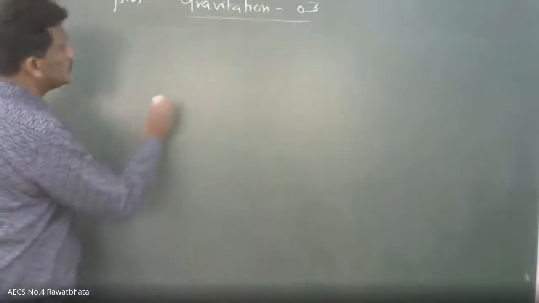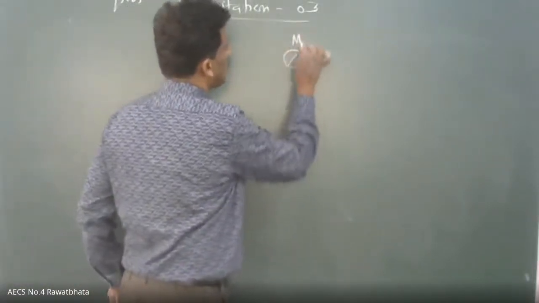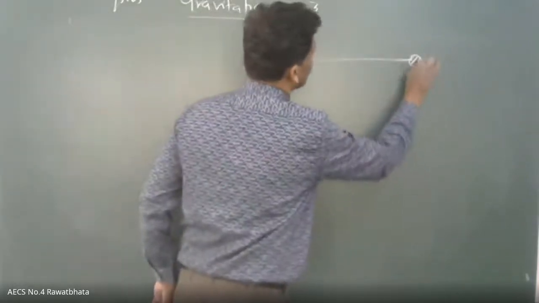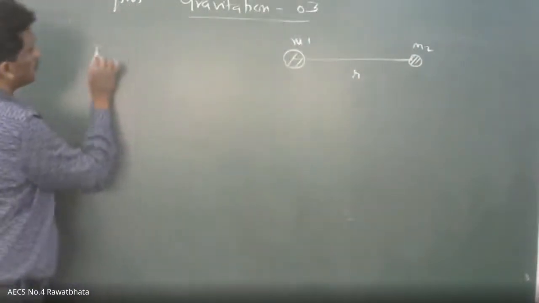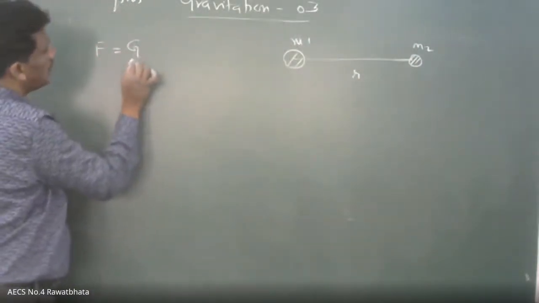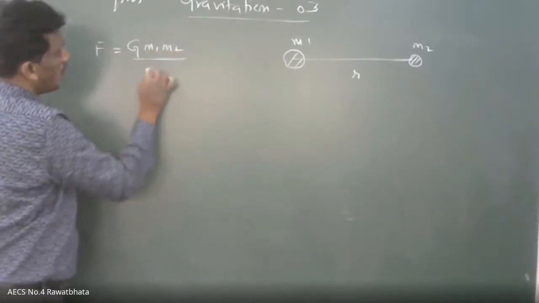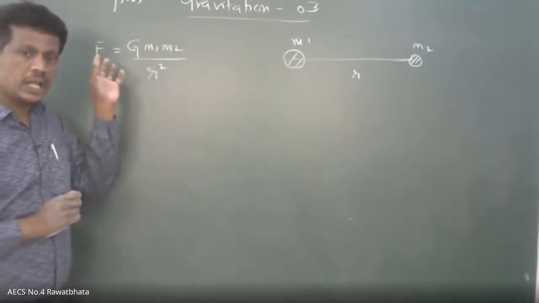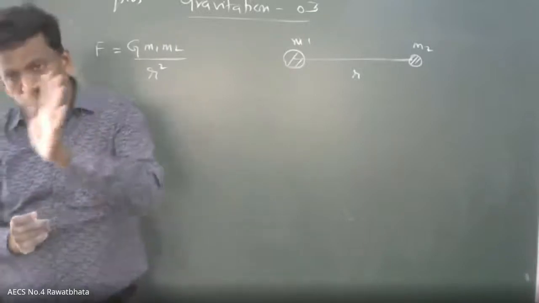Already you know, suppose you have a mass m1 and another mass m2 at a distance r. What is the gravitational force? G m1 m2 by r square. This is the gravitational force. The weight is nothing but gravitational force.